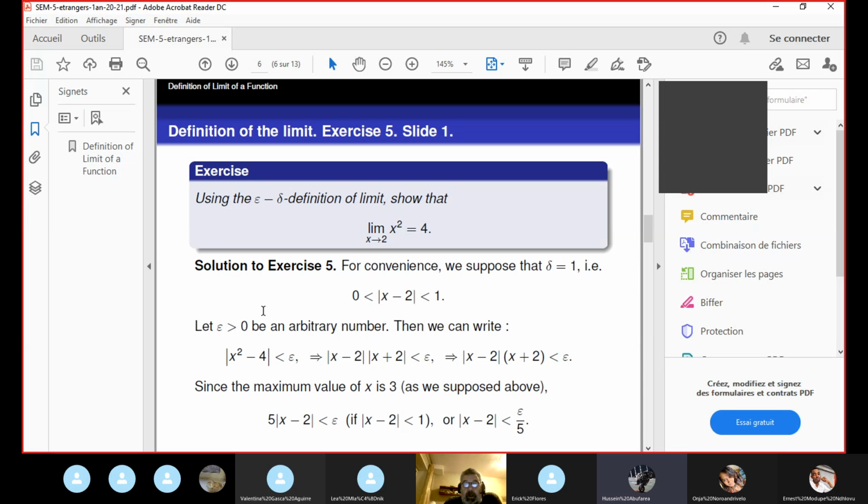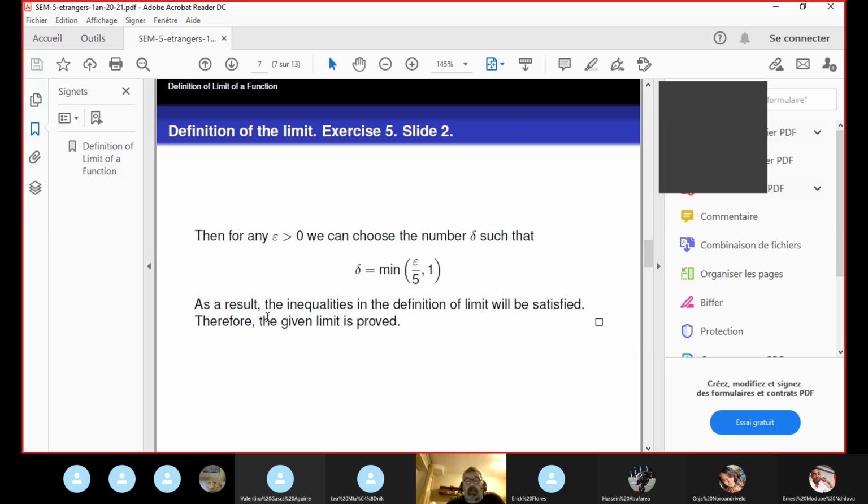Yes, I agree. So you see that in fact we have the inequality: the absolute value of x minus 2 is less than epsilon over 5. Now we can find our delta. It was supposed that delta is 1, but maybe it is better to say that delta is less than or equal to 1. So the next slide shows us we have to choose the minimum between epsilon over 5 and 1.